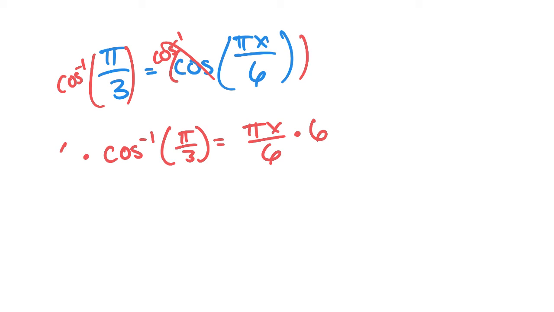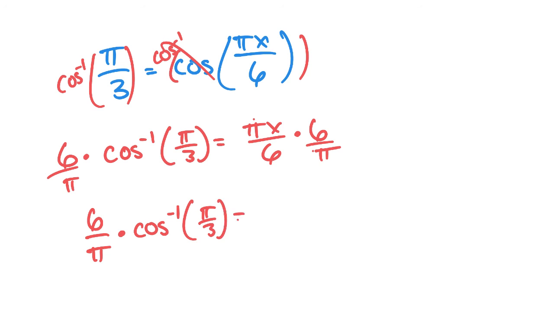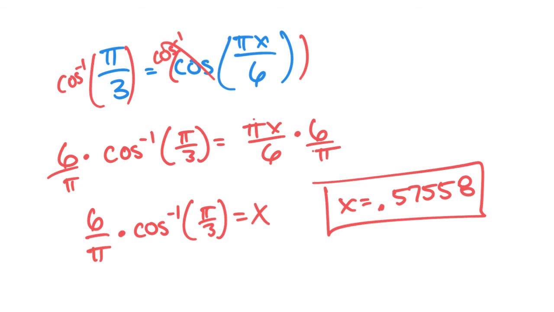So multiply by 6 and divide by pi at the same time. And what that's going to end up with is 6 over pi times the inverse cosine of pi over 3, and that's going to give me x. So when I plug that into my calculator, I'm going to get x is equal to 0.57558. So that would be the critical point where f prime of x would be equal to 0. So that's where the slope is 0 at that point.